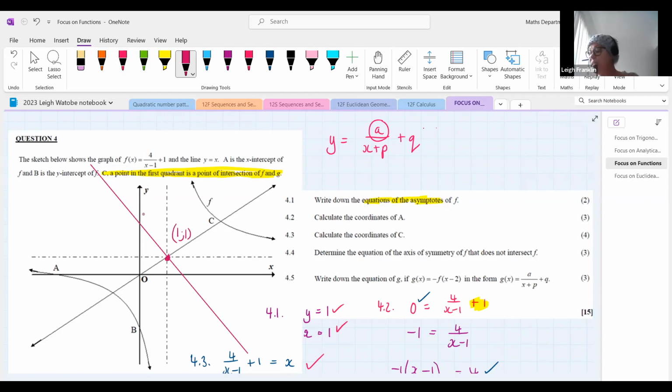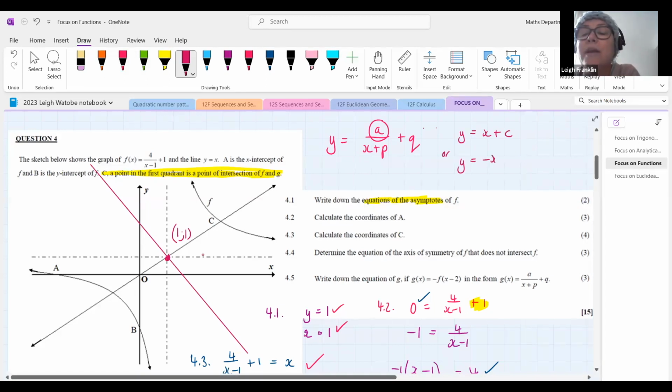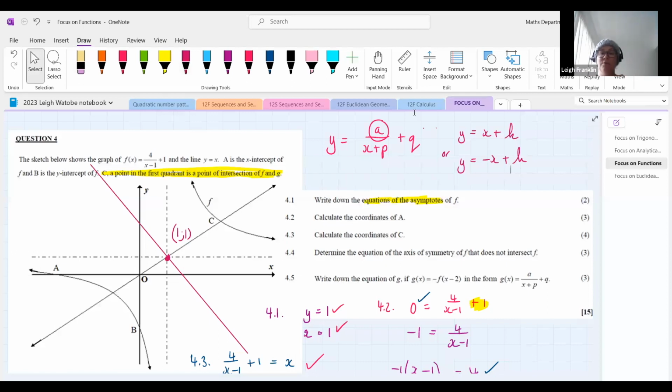It's up to you. Sometimes teachers teach you rules. I think the easiest way to learn this is as follows. Either your line will be the line y equals x plus c, or it will be the line y equals negative x plus c. What I actually do at school, I don't even use c. I use the letter k, but it means exactly the same thing. You only have to ever work out the k. Your axes of symmetry will always have a gradient of 1 or negative 1. That never changes. So you don't ever have to calculate the gradient. You just have to calculate the y-intercept.